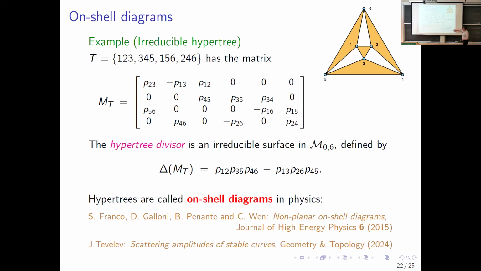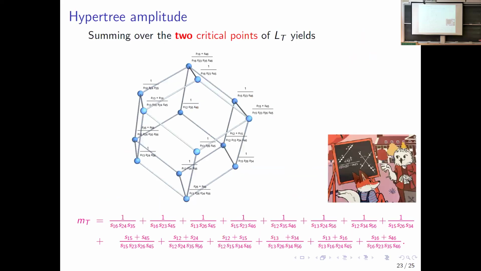Now, Tevelev published an amazing paper early this year called Scattering Amplitudes of Stable Curves, and he in fact proves the equivalence. At the very end, in the last section, he shows that this definition of hypertrees that he had with Keel is the same as the non-planar on-shell diagrams that the physicists have. But now we can do divisors. Now we have amplitudes for this.